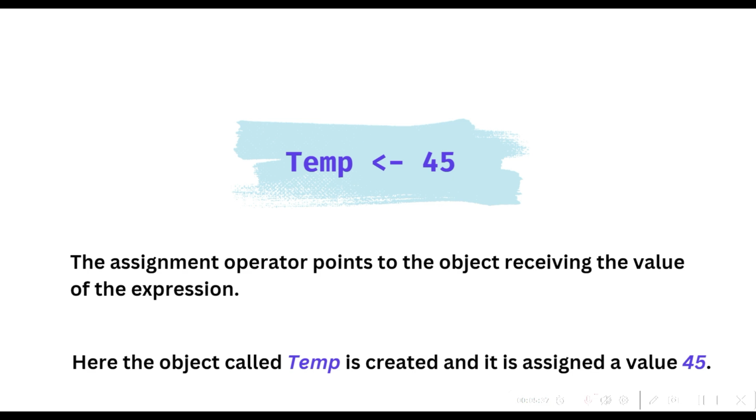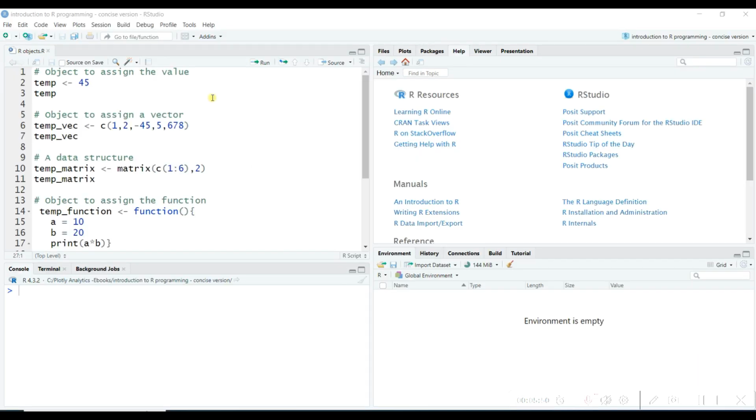Okay, now let me show you how different types of objects get created. Let's go to RStudio. So here is a script that I've created for this example. Please note that you can comment out the code using the hash symbol. This hash symbol followed by a statement is used to comment out the code in R.